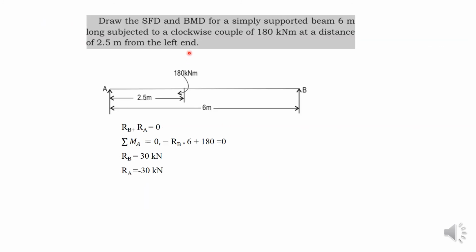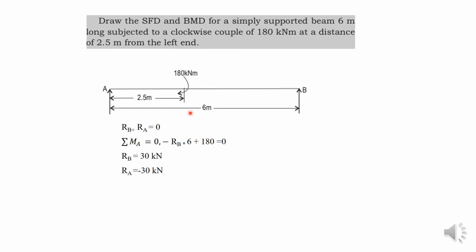Now draw SFD and BMD for a simply supported beam 6 meter long subjected to a clockwise couple of 180 kilonewton meter at a distance of 2.5 meter from the left end. So here you can see a simply supported beam which is acted upon by a single moment only.